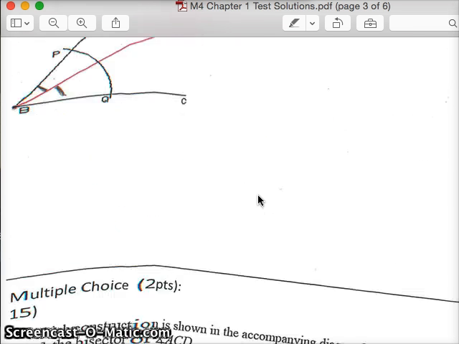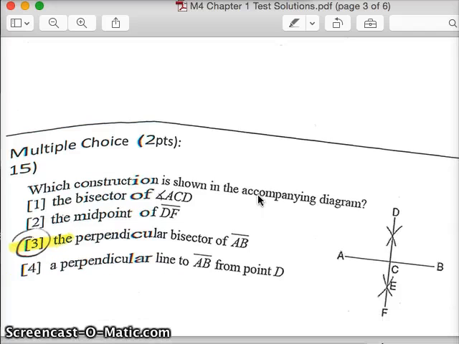Question number 15, multiple choice in construction. This would be a type of question you might see on your final. Which construction is shown below in the diagram? That's very similar to the one we just did above. This is called a perpendicular bisector of AB.